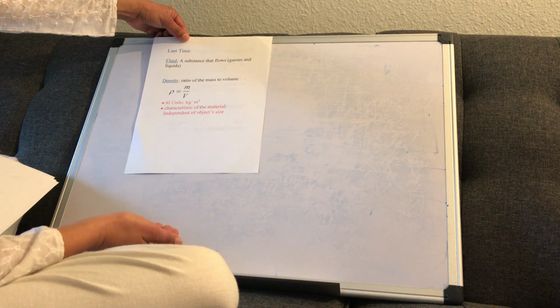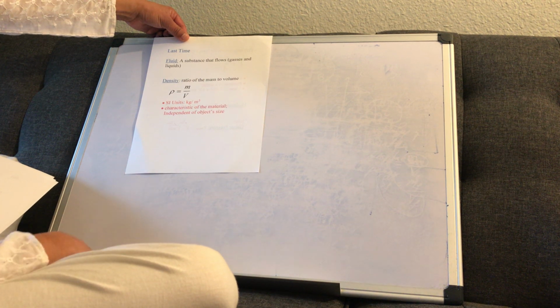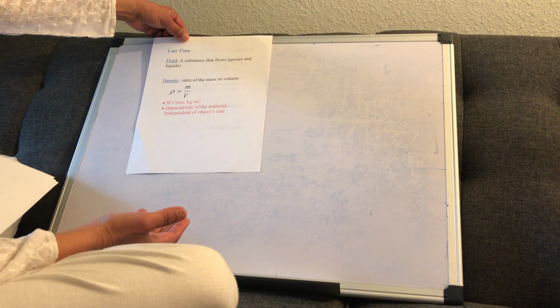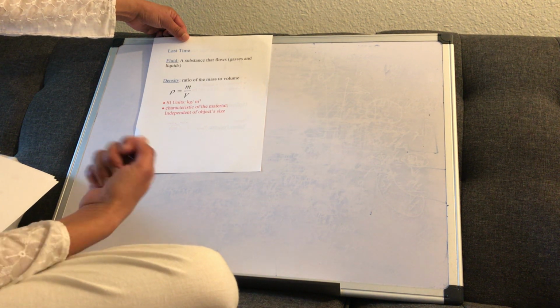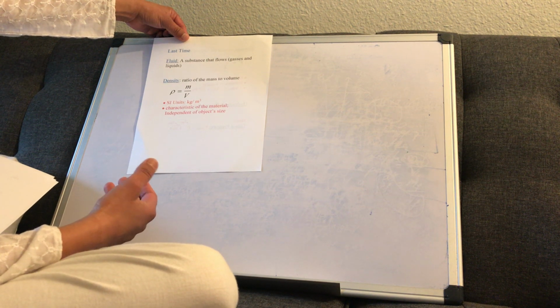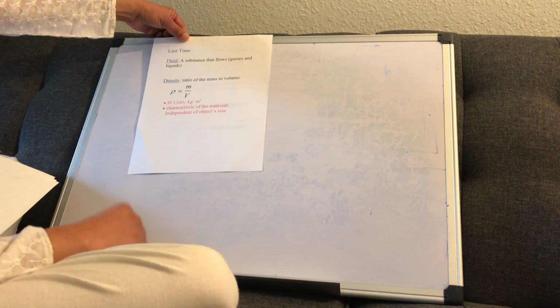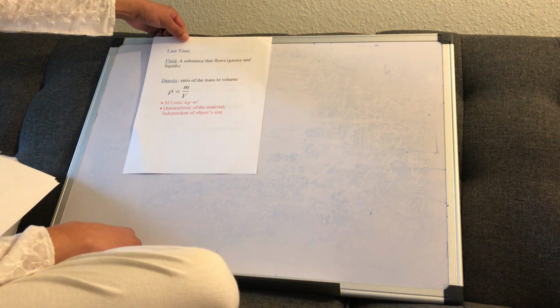We defined another quantity called density. Density is just the ratio of mass to volume. We also found it has the unit of kilogram per meter cubed. An important point to remember is that density is independent of the size of the object, meaning it does not depend on the mass of the object or the volume of the object in question.